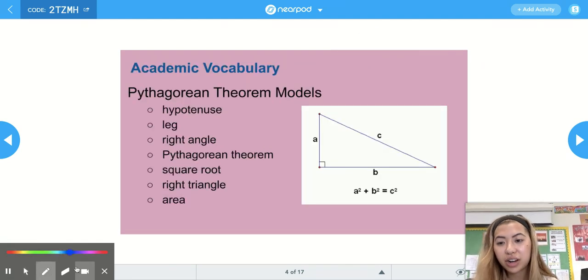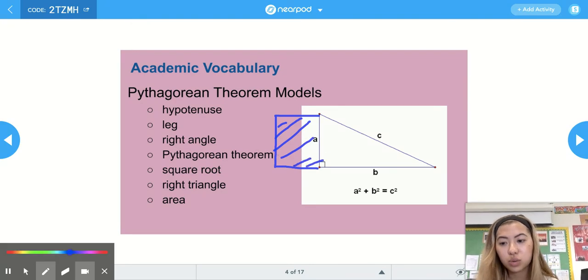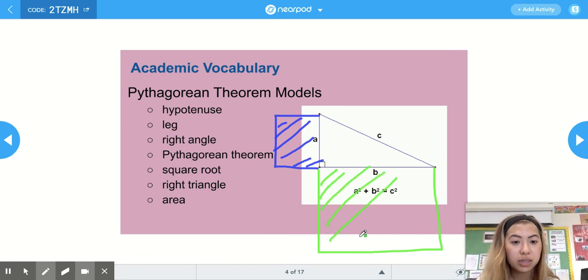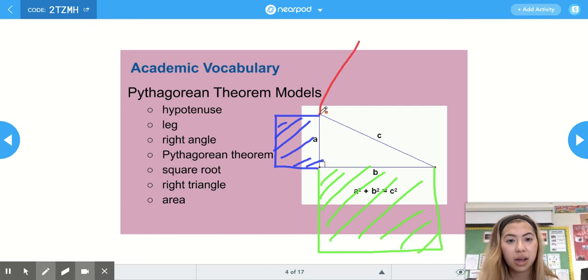So just to clarify, this equation right here is the same thing as saying that the area of this smaller square plus the area of the medium-sized square, so the two smaller squares' areas added together, makes the area of the largest square.